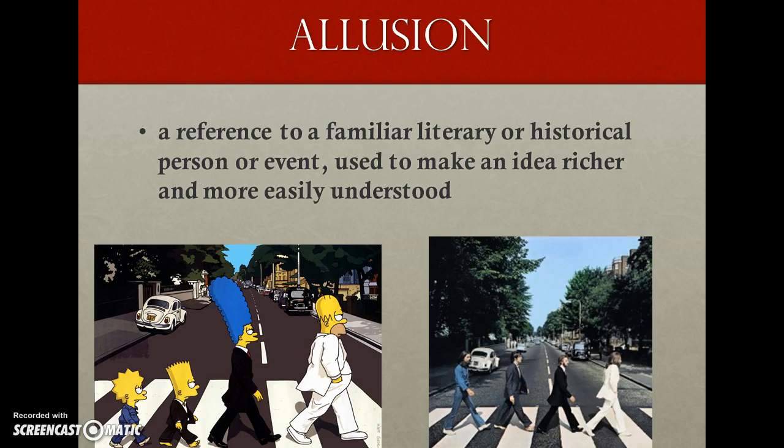An allusion is another popular technique that is often used. As you can see, you refer to something familiar. There's a lot of biblical allusions in pieces of writing. This particular one shows you, it's the famous Beatles walking across Abbey Road, and then of course the Simpsons are doing the same exact thing. And so it's just making a connection to a historical event, an historical book, person, things like that, to just give you richer meaning or understanding.